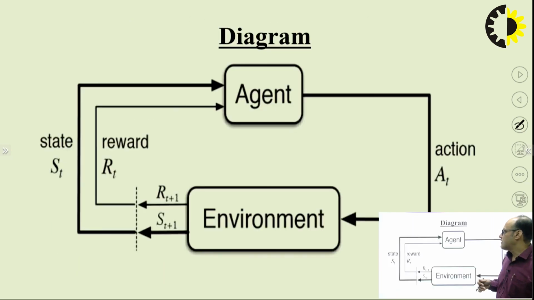Let me show you the diagram here. Yes, this is the diagram of reinforcement learning. An agent is present here. That agent will do some work and it will perform some action.